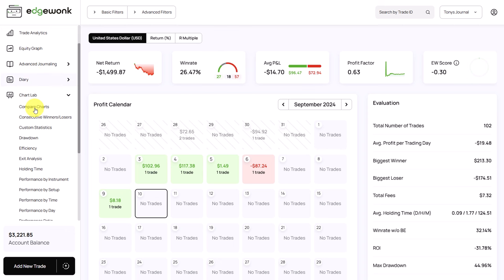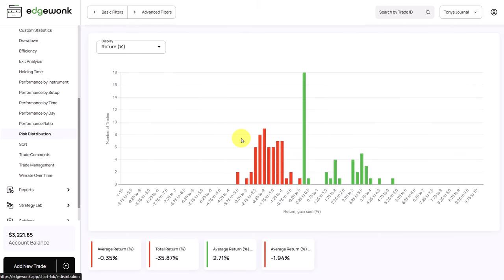So let's go to the chart lab, and then we go to our risk distribution. And we see here that the majority of his winning trades fall into this interval with this large bar. And this is the interval between 0 and 0.25%. At the same time, he has two losing trades here in this interval between minus 3.75 and 3.5. And to make up for those two losses alone, he would need 28 of such winning trades to just break even. So this shows us that his winning and losing trade size is skewed, and there seems to be something wrong here. But why are his winners so small?